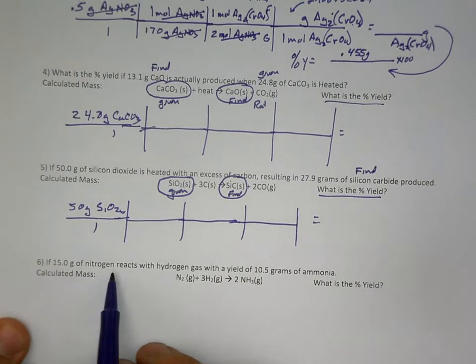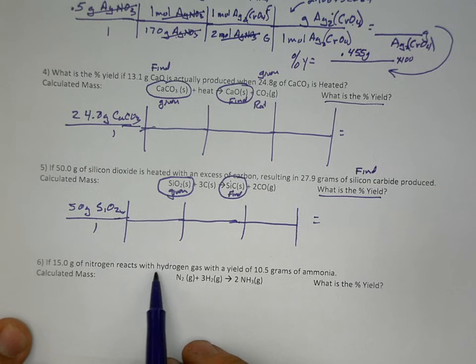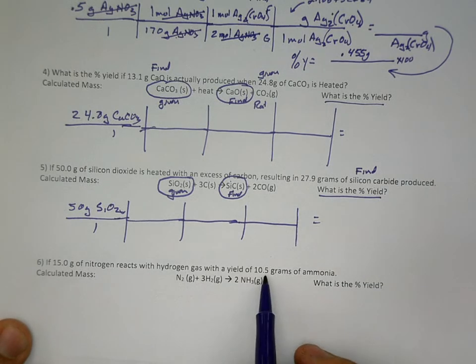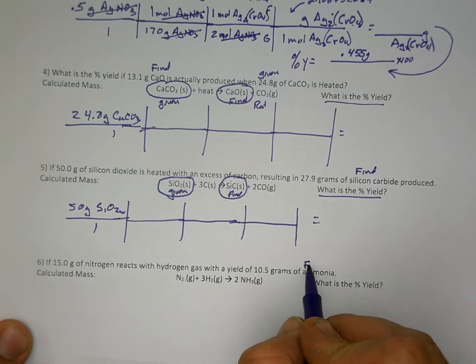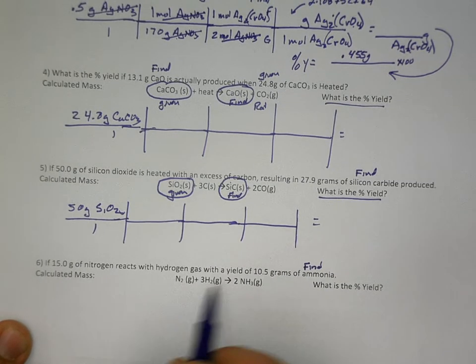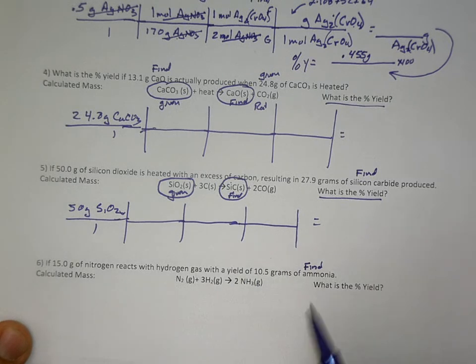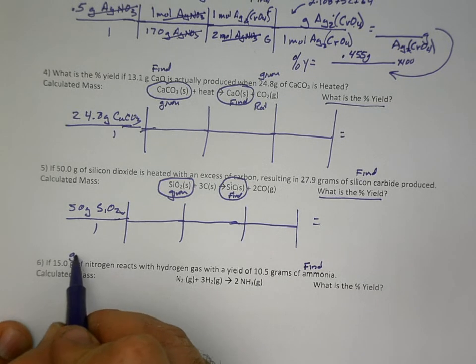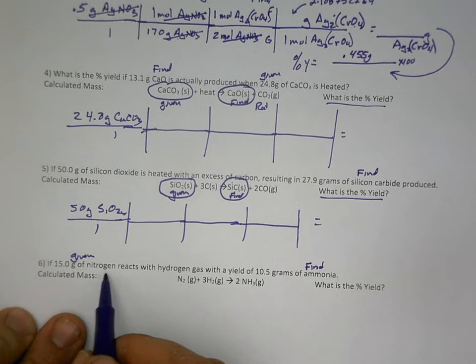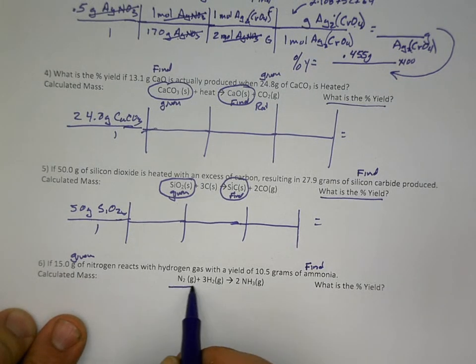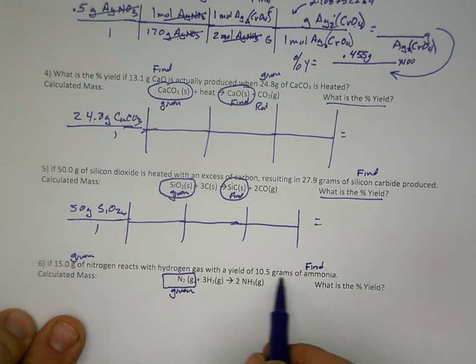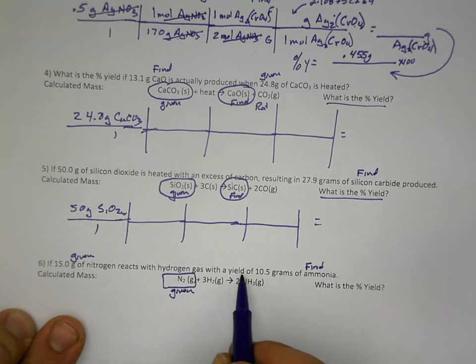Okay, lastly, 15 grams of nitrogen reacts with hydrogen gas with this much ammonia. They're telling us this is what we're trying to find, the ammonia. This is what we actually got of ammonia in the lab, so we've got to do the calculation. This is our given. So nitrogen in the balanced equation is in the form of N2. I'm going to circle that and say this is our given. And we're looking for ammonia. That's what we're trying to find.